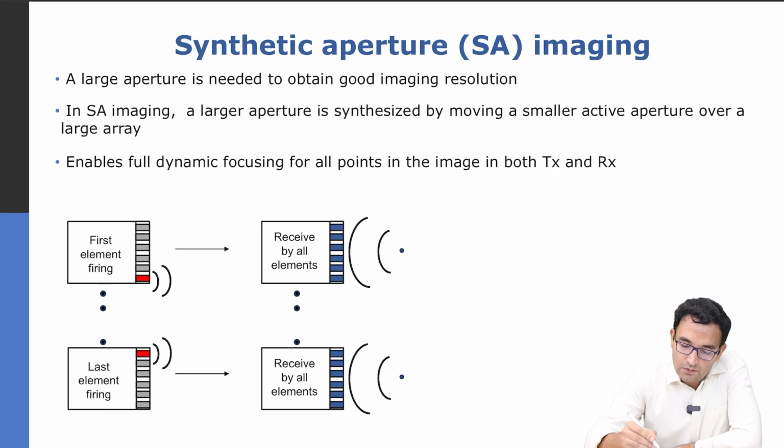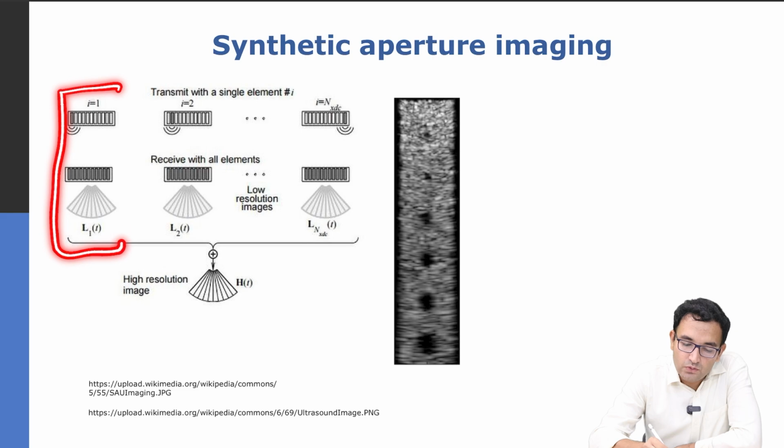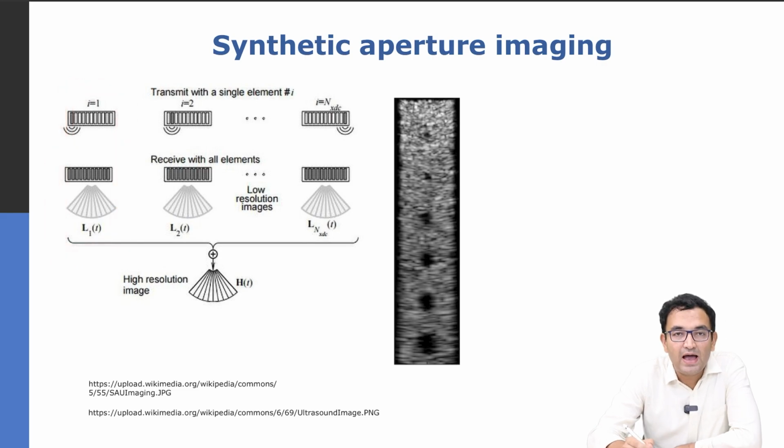So here is the illustration where you are firing with one element, but you are receiving with all elements, and you keep shifting that element from which you are firing, and then you keep receiving with all the elements. So essentially now you have the complete data set, where each firing will typically give you one low resolution image. When you fire as many times as there are elements in the array and you sum up the signal, you get a high resolution image, which is the synthetic aperture image. But this is a slow and data intensive technique. Therefore, it's used only in some specialized applications.